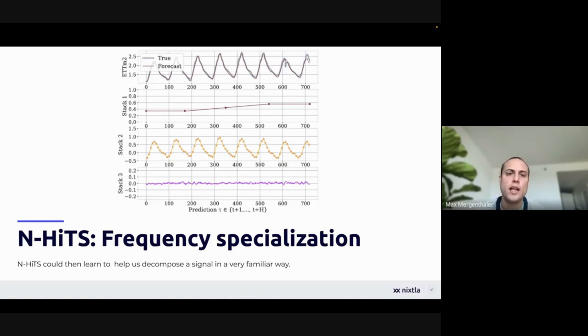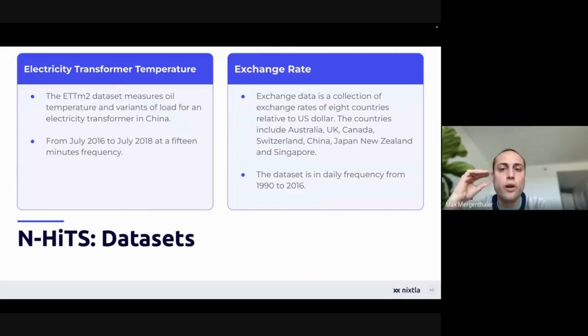Namely, if you see stack one, where the length between the points that we sampled is rather long, you can see that that stack resembles what we intuitively understand as a trend in a time series. And the second stack resembles a lot what we understand as, let's say, weekly seasonality. And then furthermore, we can also understand further seasonalities like daily or hourly in this particular data set. So we were very eager to go and test this in real world data.